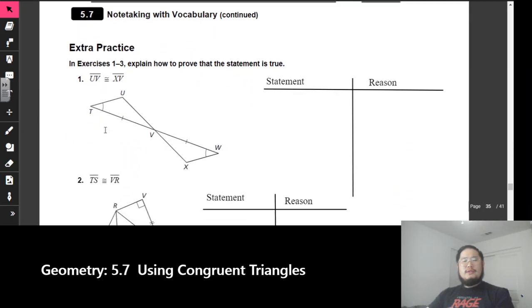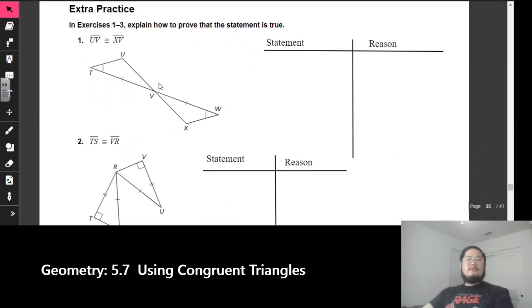So to wind down chapter 5 right here, guess what? The only way we could finish things off is by doing more proofs. So let's take a look at number 1. Okay, they are saying right here that I want to prove that UV is congruent to XV. But remember, step 1 is to somehow prove that these two triangles that you see there are congruent.